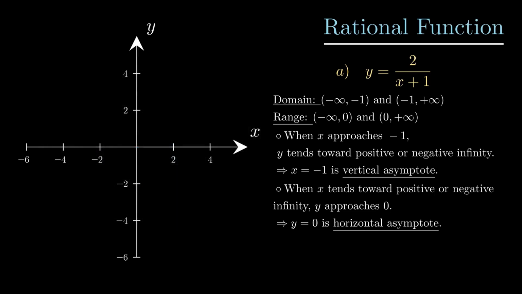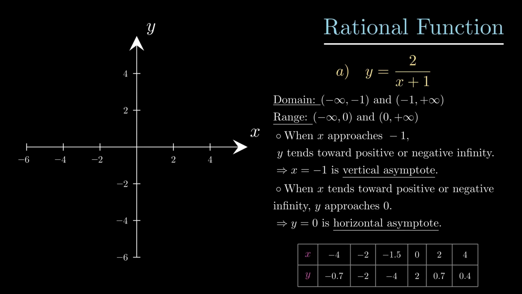Now that we have our core properties, let's bring this graph to life. First, take a look at our data table in the bottom right. By plugging different x values into our formula, y equals 2 over x plus 1, we get corresponding y outputs. We can plot these coordinate pairs directly onto our graph plane as these distinct pink dots, giving us an exact guide for where our curve needs to travel.